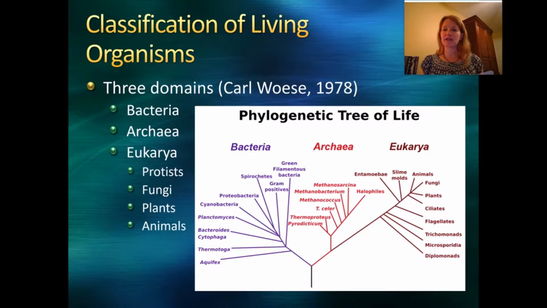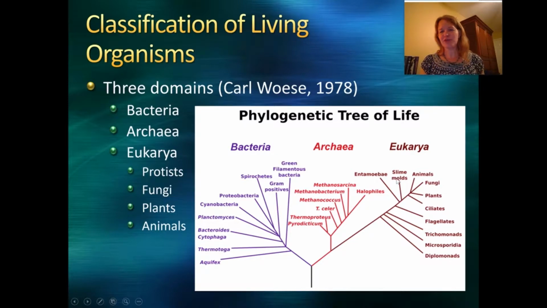Now, prior to that, the classic division was the five kingdoms of life, but Carl Woese based his divisions not on macroscopic organismal observable differences, but on the cells themselves, on the cellular metabolism, on the DNA phylogeny, and so forth. And based on this, he divided all organisms into three domains.